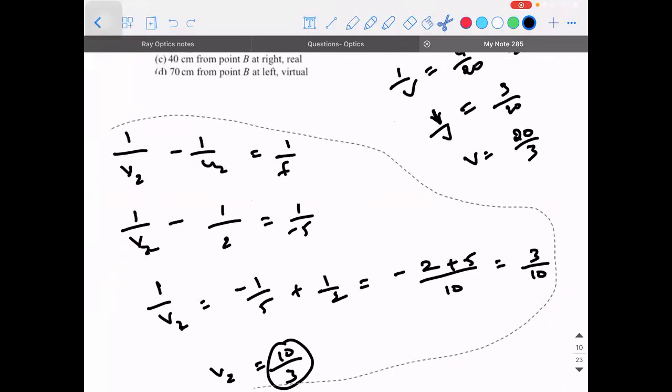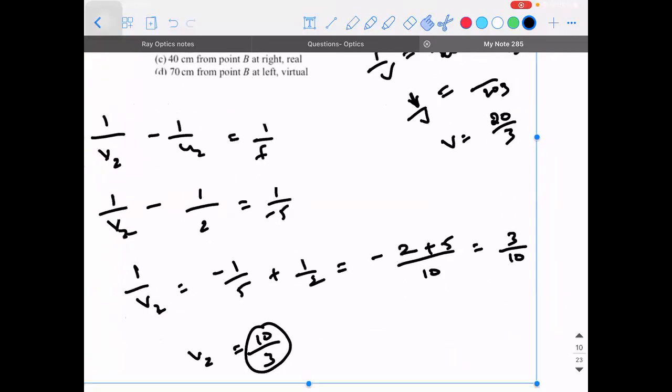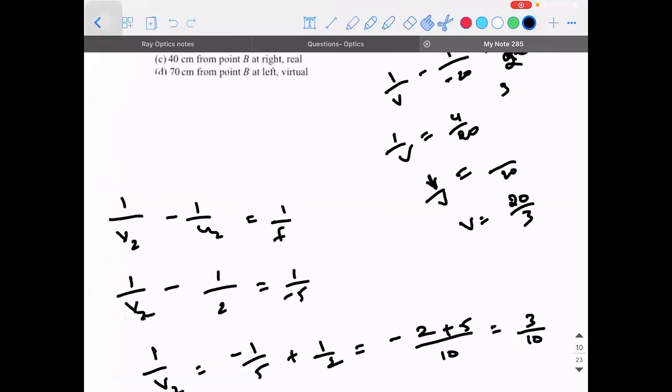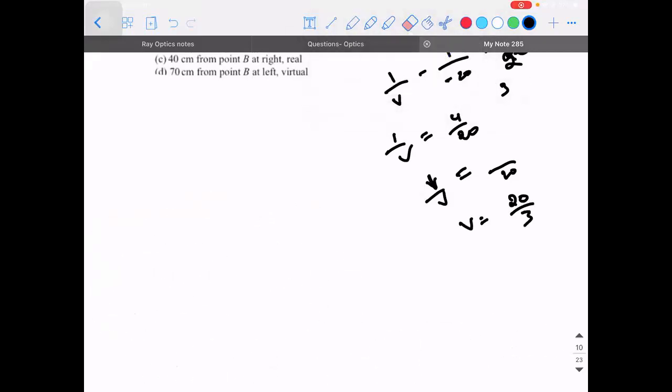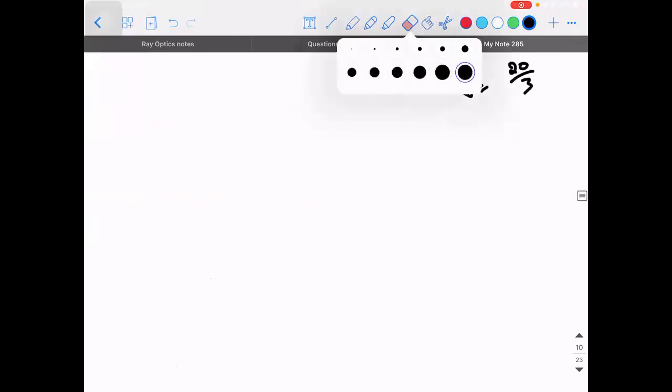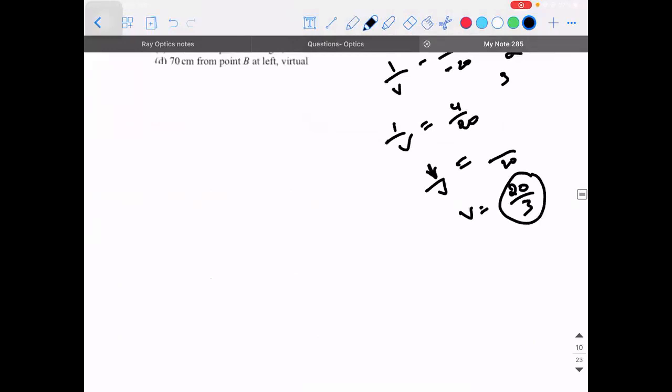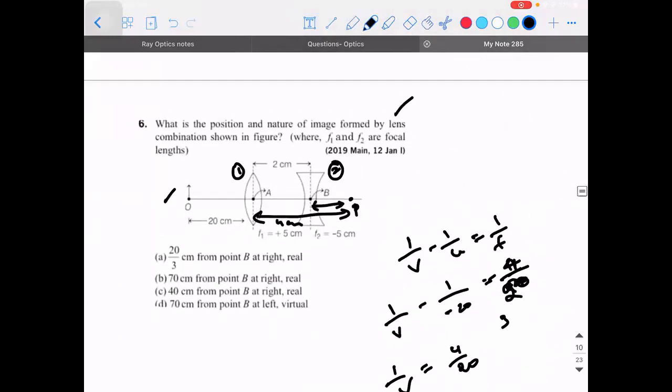Did anyone get the answer? Sir, I think I got the same. Not sure. I made a mistake in the calculation. Did you get 20 by 3? v is 20 by 3. See, 20 by 3 should be on the right hand side, correct? And it is 6 point something in distance. 20 by 3, the object distance. If 2 is reduced from 20 by 3, how much? It is 14 by 3. That is the object distance.